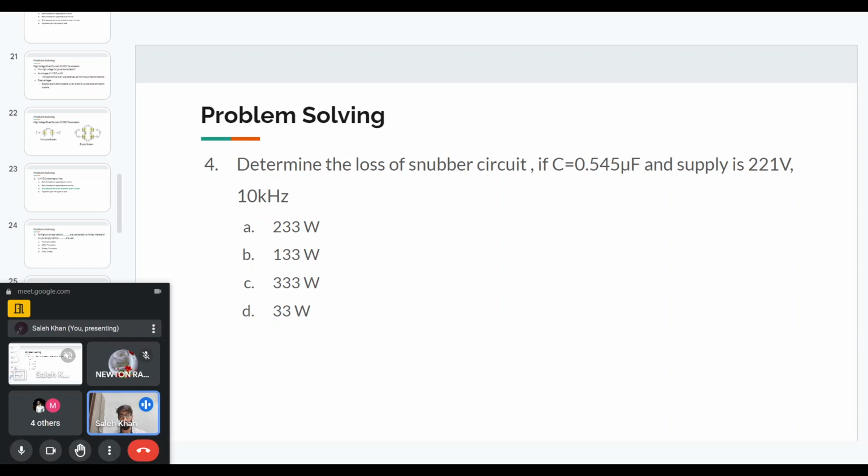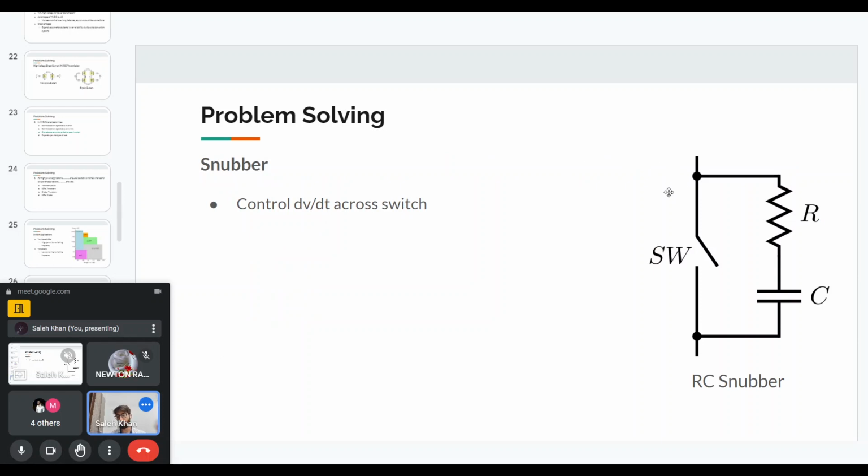The next question is about the loss of a snubber circuit. The capacitance value is given, the supply voltage is given, and the switching frequency is given. This is how a typical RC snubber looks. We have a switch and an R and C in series with each other, and the whole RC network is connected in parallel to the switch, so that the dV/dt across the switch is controlled. So we don't get very high dV/dt and high voltage overshoots.